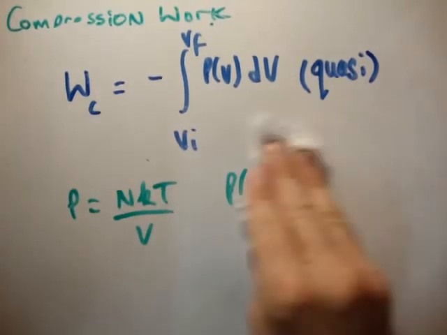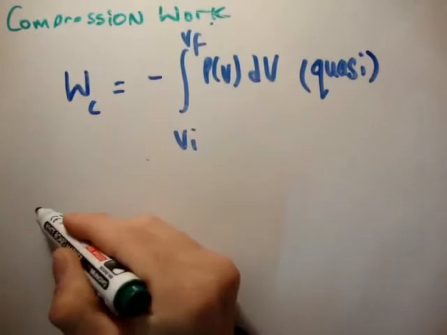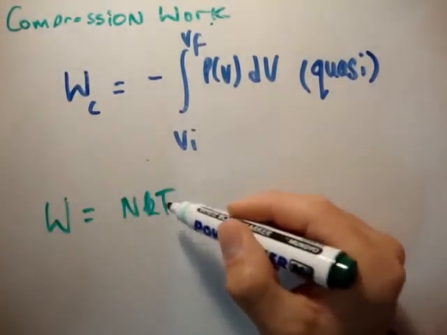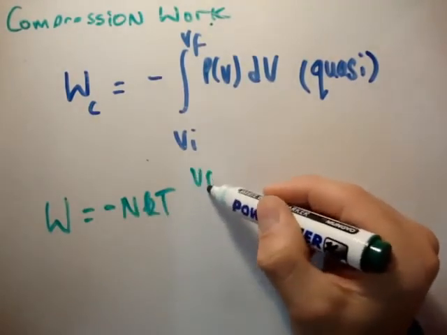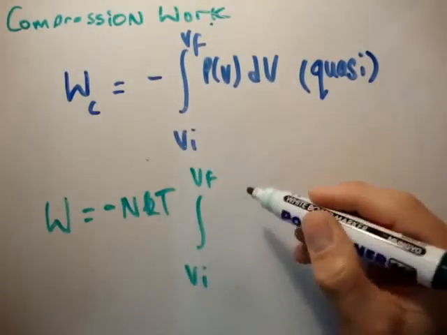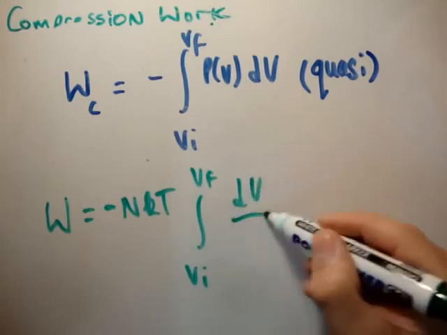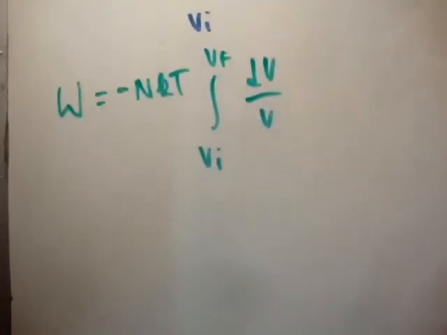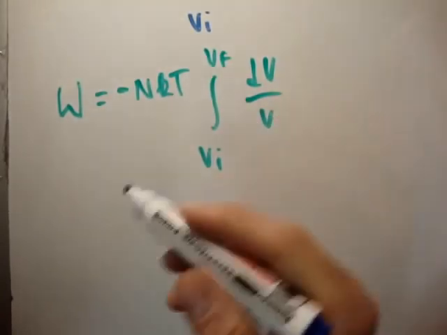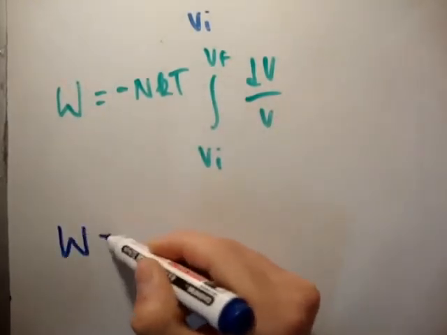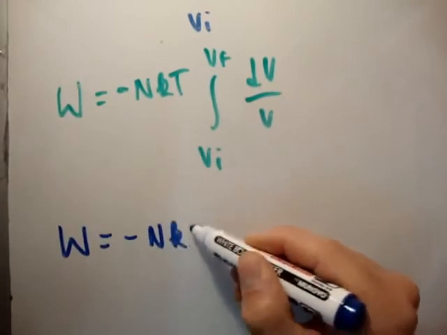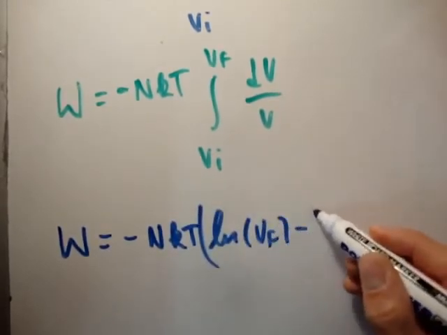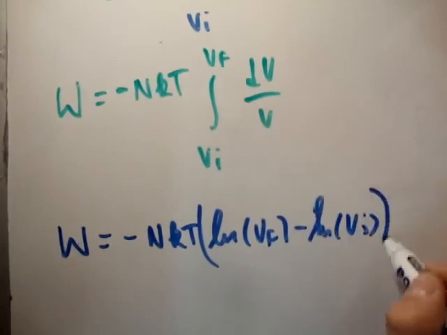So what does that mean? Well, it means our work done is equal to NkT with the minus sign, integral from Vi to Vf of dV over V, for quasi-static compression work. Let's go ahead and do the integral. This of course is going to give us a natural logarithm. So W is equal to minus NkT times the natural logarithm of Vf minus the natural logarithm of Vi.